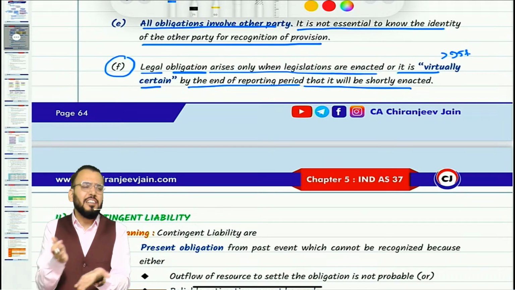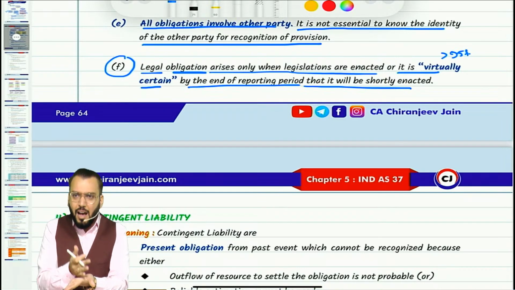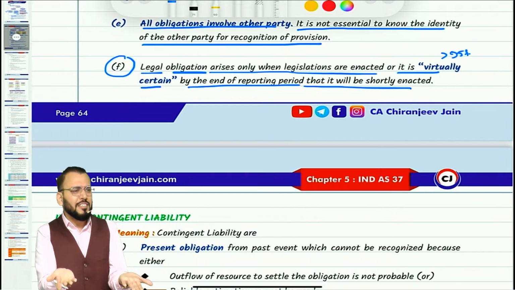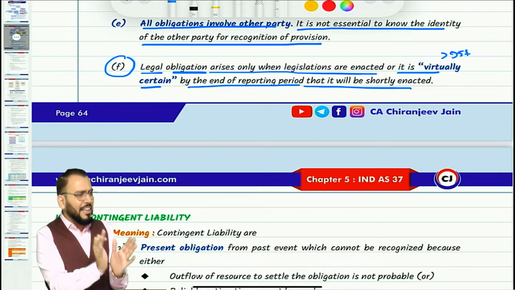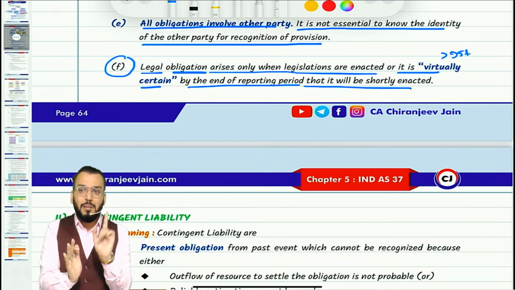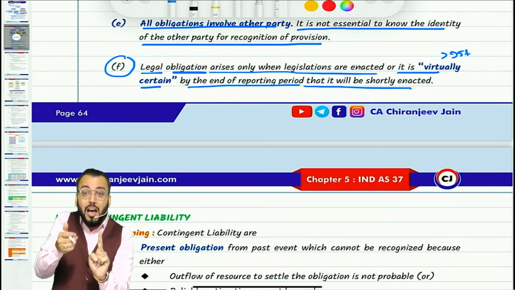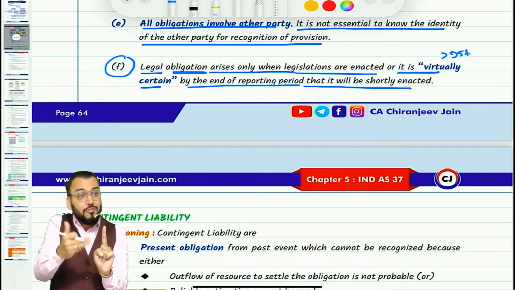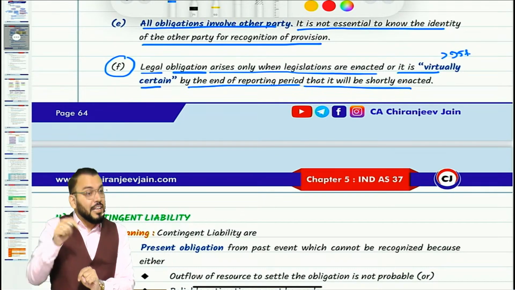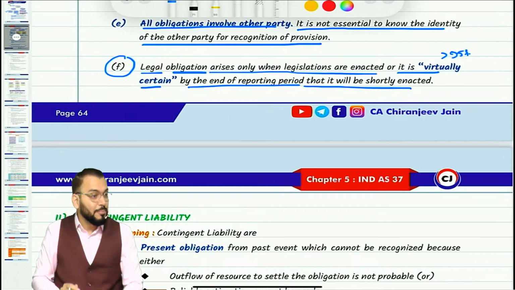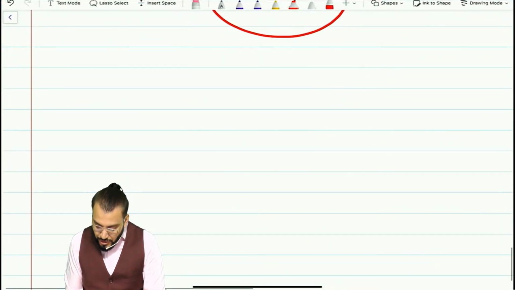Normally in India, if the bill has been passed by both the houses, can I say it is virtually certain? In India, the President is only a formality. He will sign, 100% he will do it. So if it is passed by both houses, it is virtually certain that it will be enacted. Then also it becomes a legal obligation. Just try to understand.